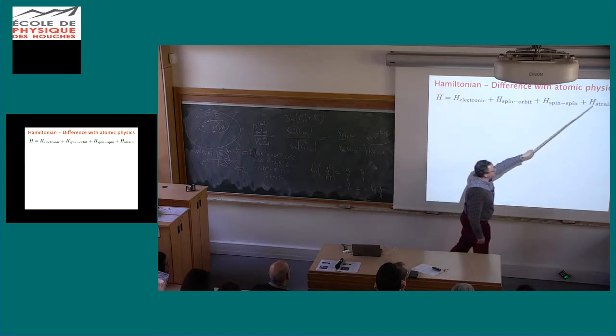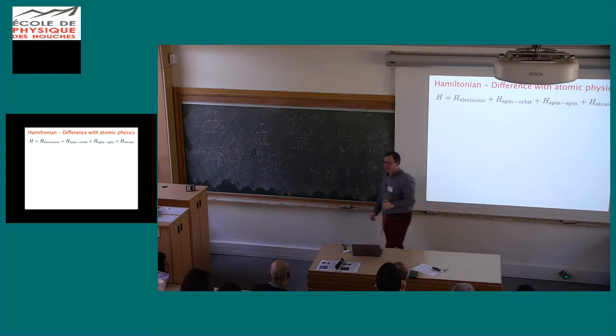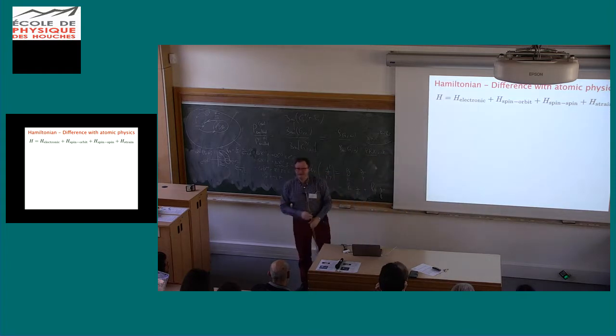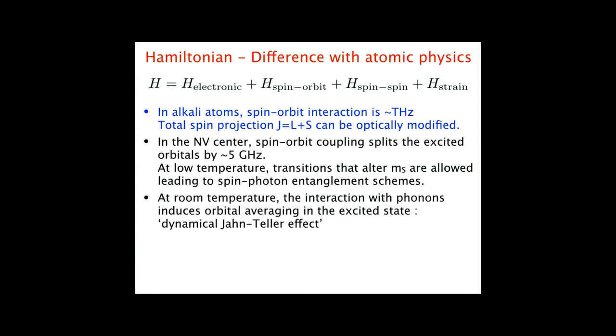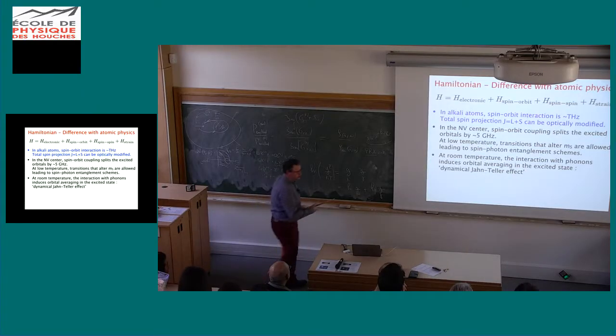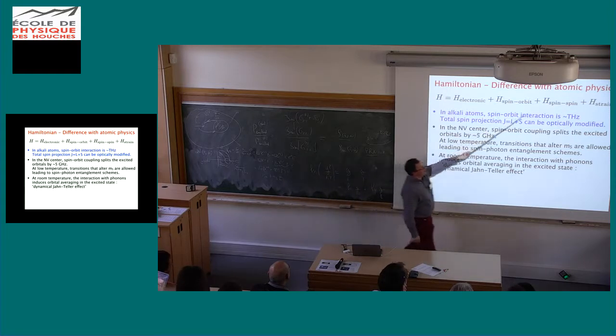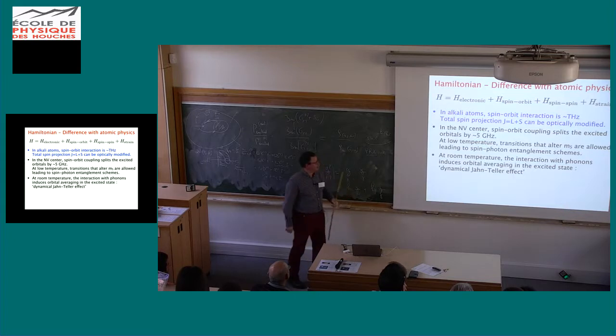And I can also have, like I mentioned previously, the influence of strain on the defect. And the influence of strain will be, for instance, to put the 2 electrons closer together and then to increase their magnetic dipole interaction. So again, in alkali atoms, the spin-orbit interaction will have energy in the range of the terahertz, so quite strong compared to the energy levels.